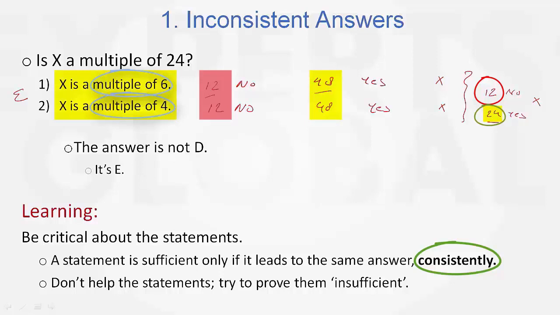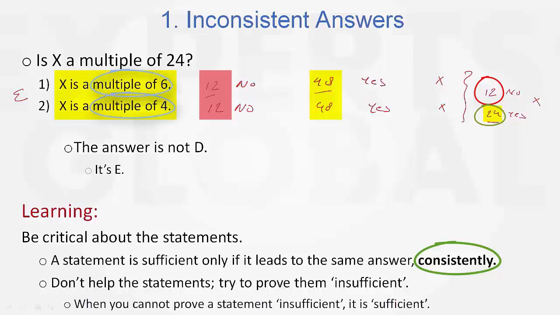Rather, try to prove the statements insufficient. Try to get multiple answers. If it is a yes-no question, try to get a yes as well as no. When you are not able to prove a statement insufficient, that means it is sufficient. That is the correct approach. And the first most important concept to learn in data sufficiency is that a statement is sufficient only when it leads to a unique and consistent answer.